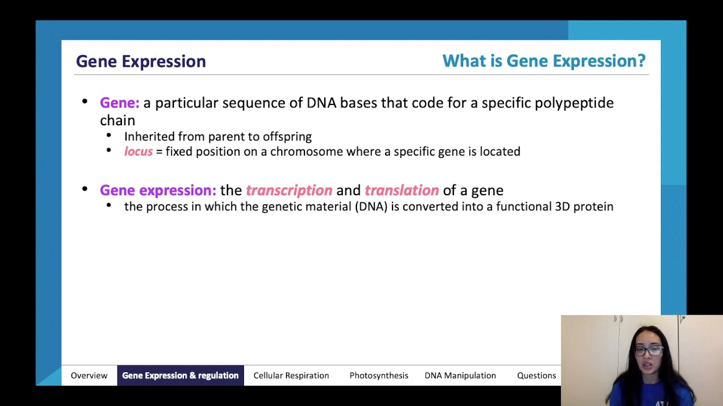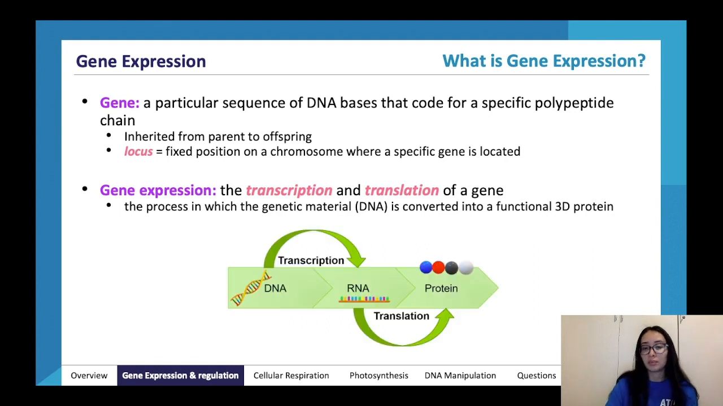What is gene expression itself? This is the transcription and translation of a gene. It is the process by which genetic material such as DNA is converted into a functional 3D protein. So it goes from DNA to RNA or mRNA, and this mRNA will then be translated into a polypeptide, hopefully a functional protein.